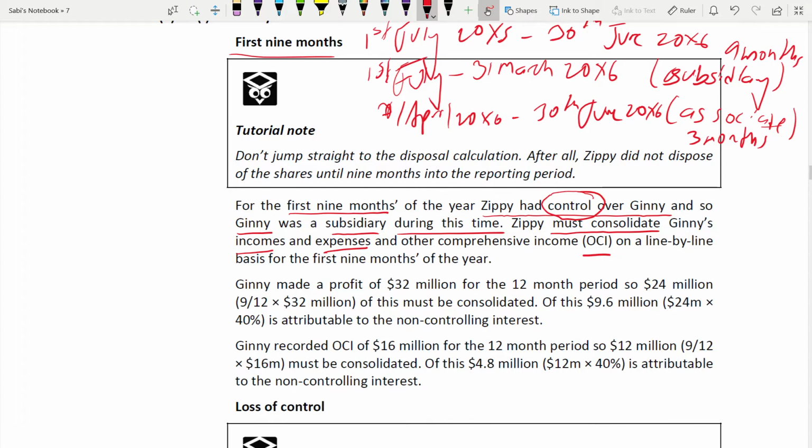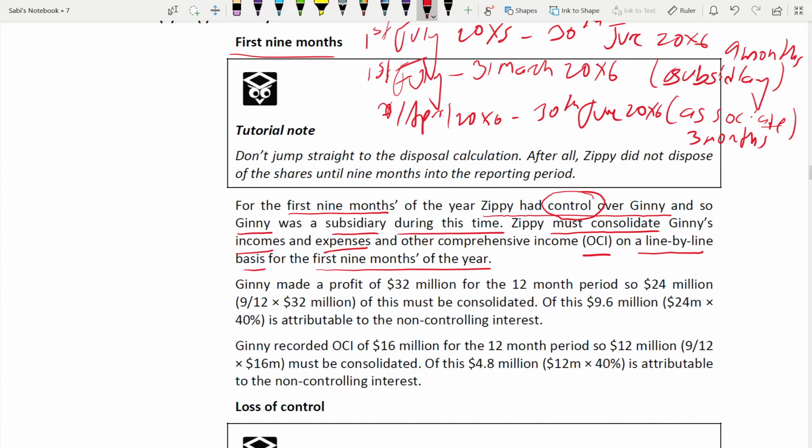Don't forget OCI. They asked OCI also. Now, how to consolidate on a line by line basis? On a line by line basis for the first 9 months of the year, right? You have to apportion the time. You cannot consolidate the full amount of Guinea's. Only the first 9 months of Guinea's income, expense, and OCI items, line by line, you are taking and consolidating with Zippy. This is what you are doing. Okay, I hope you understood the scenario now. That also on what basis? Line by line basis. Each item you're dealing with separately, line by line. Okay, for example, sales, then cost, then this cost, that cost, everything.